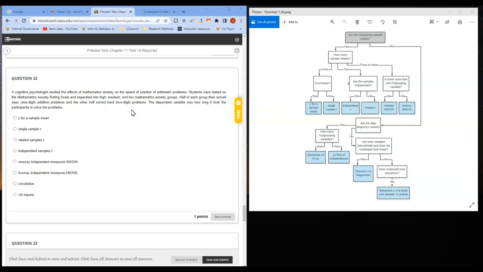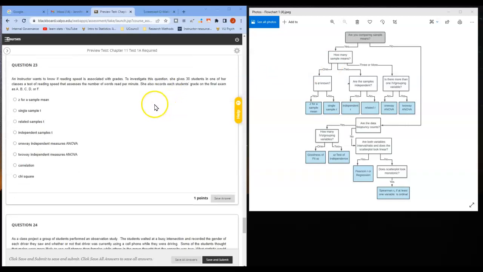Okay, so here the question is, are we comparing sample means? Yes, we're looking at, on average, how long it took them to solve the problem. And we're comparing the means, actually, for 4 groups, right? Or actually 6 groups. We have high, medium, and low. And then within those groups, we divided them in half. So there's 2 separate independent variables here, high, medium, and low anxiety, and also hard versus easy addition problems. So it would be a 2-by-3 design, and that would be a 2-way independent measures ANOVA.